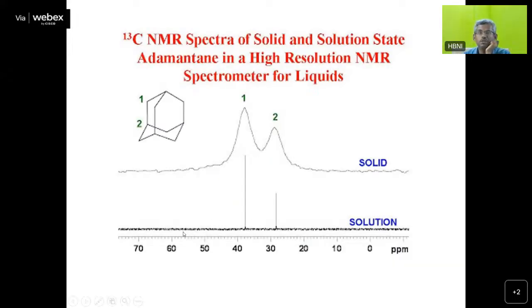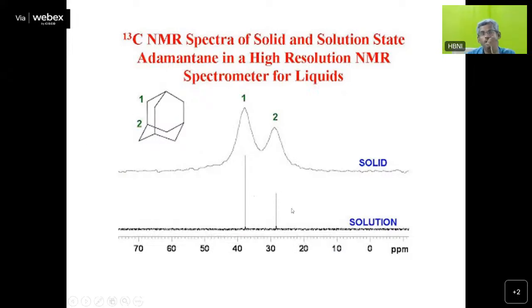If you do solution NMR, you see how sharp a line you are getting. You see the solution NMR of adamantane. Adamantane gives two peaks. One is characteristic of the CH2 peak, which is this peak. And the second, which is the CH carbon, is this peak.